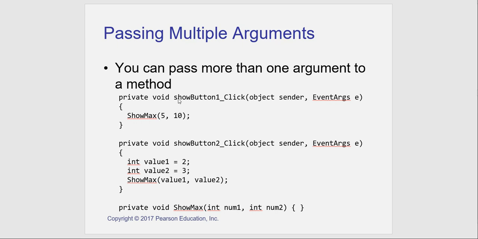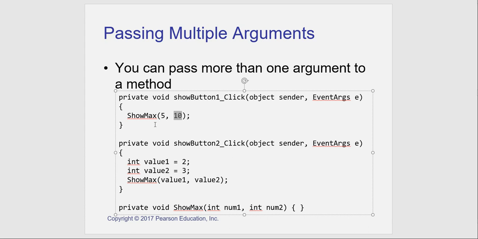Now, in this example here, when we click a show button, we can actually pass more than just one argument into a method. So we've got here set up a show the maximum number method. This is kind of a neat method because it's similar to something like Microsoft Excel, where you've got show the maximum and you've got 5 and you've got 10. You want to find out which one is the larger or the smaller of the two. To do that, we need to have both arguments passed into the method so we can check that out.